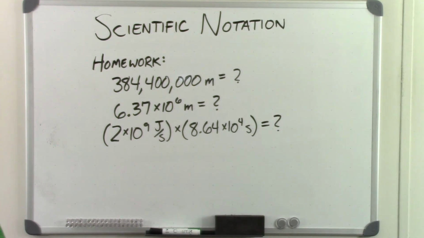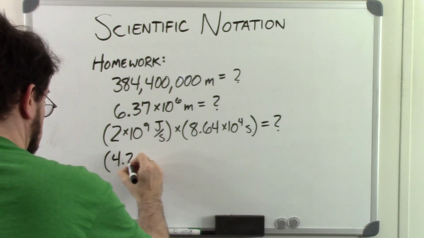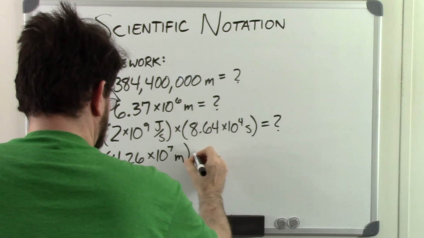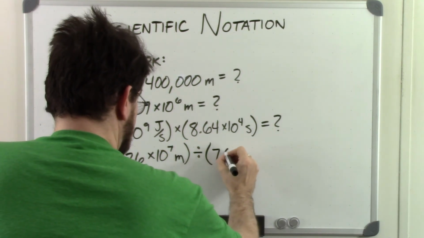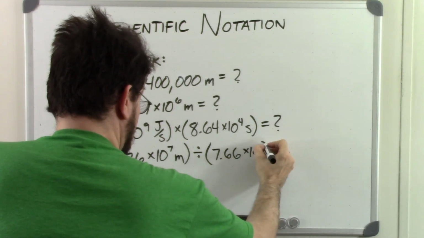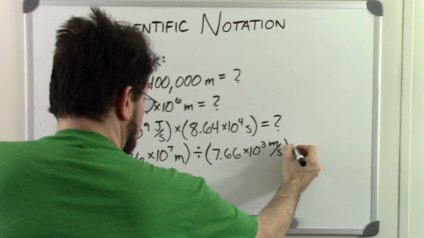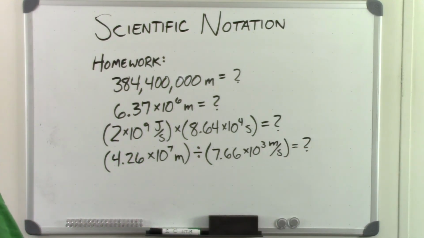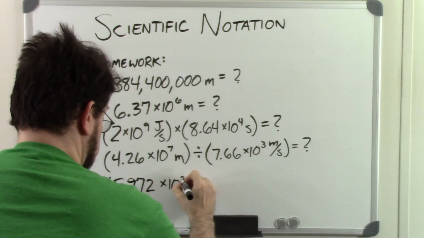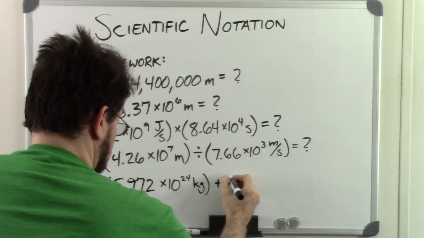The International Space Station orbits at a speed of 7.66 times 10 to the 3 meters per second. How long does it take to complete one orbit, a distance of 4.26 times 10 to the 7 meters? The Earth's mass is 5.972 times 10 to the 24th kilograms, and the Moon's mass is 7.348 times 10 to the 22 kilograms. What is their mass combined?